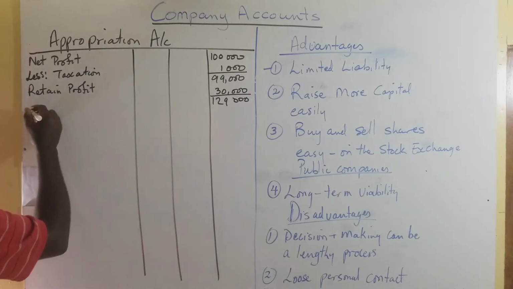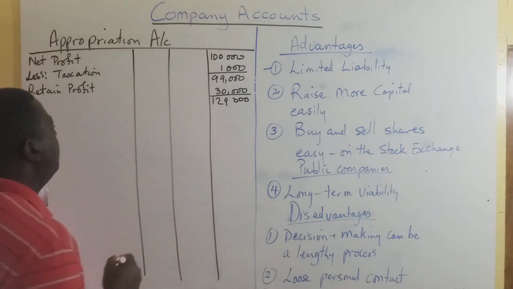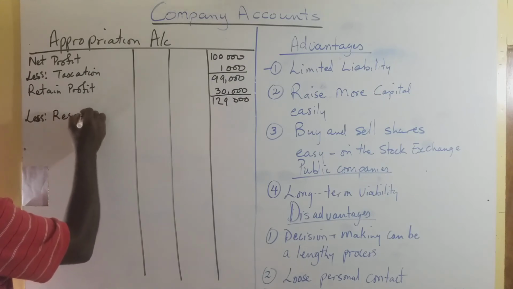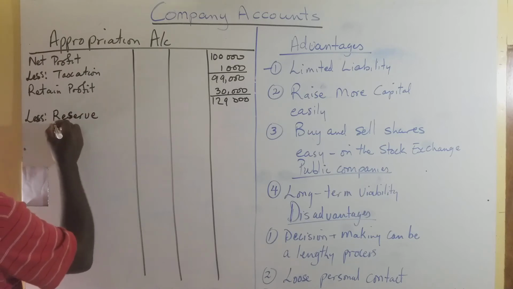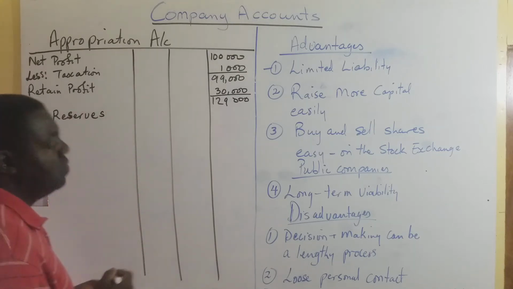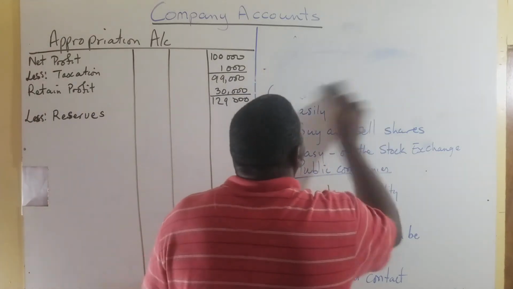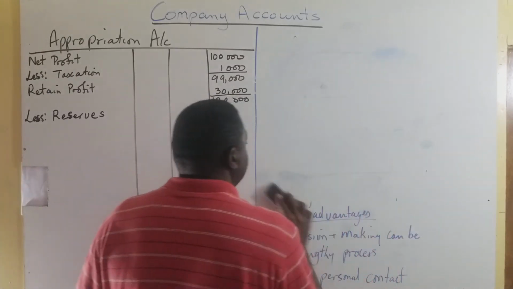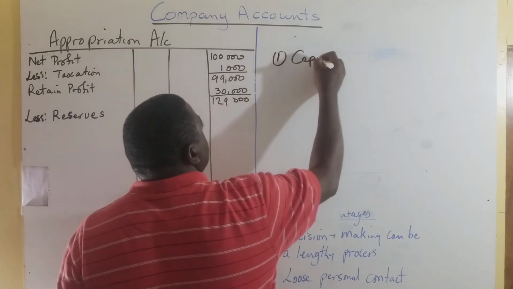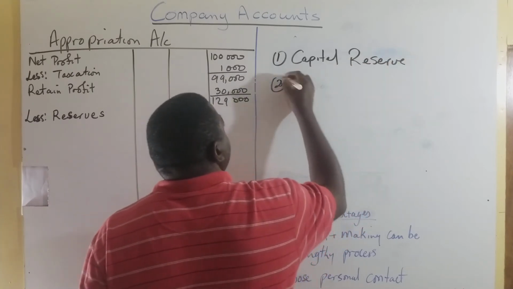Then we're going to make some allocation in relation to a few items in the company. First of all, we're going to allocate monies to our reserves. Now, there are two main types of reserves that I want to introduce to you at this time: one, capital reserve, and second, revenue reserve.